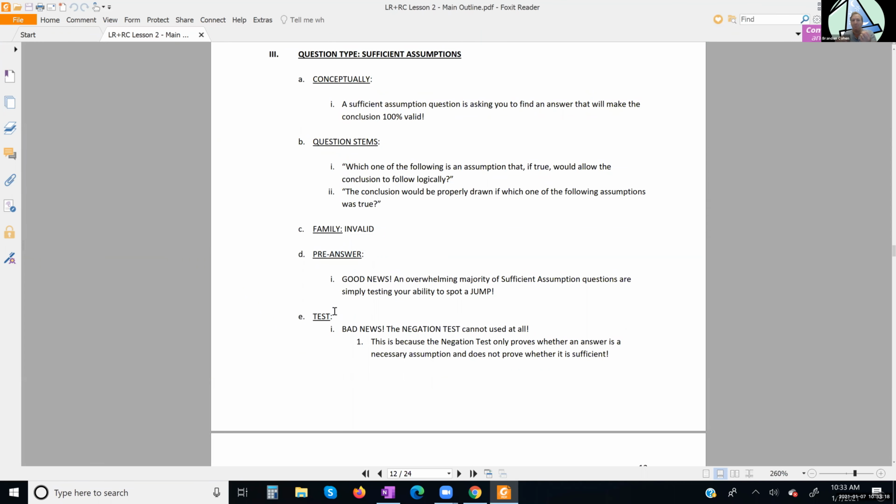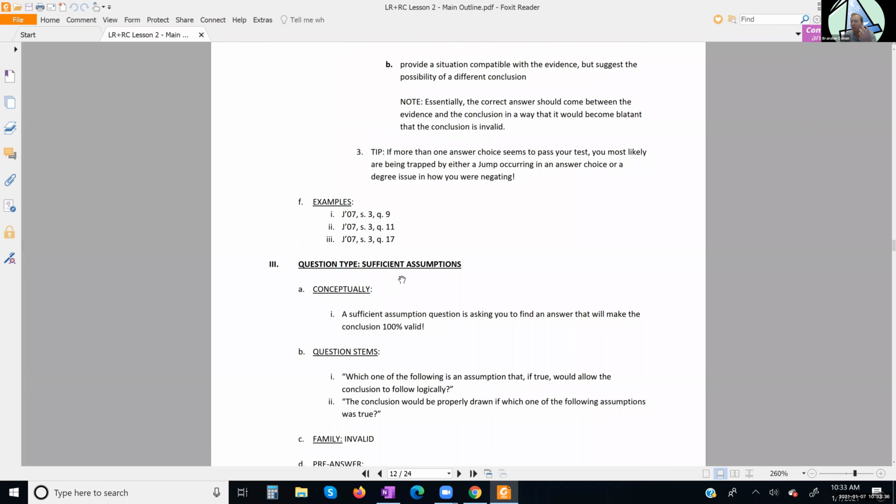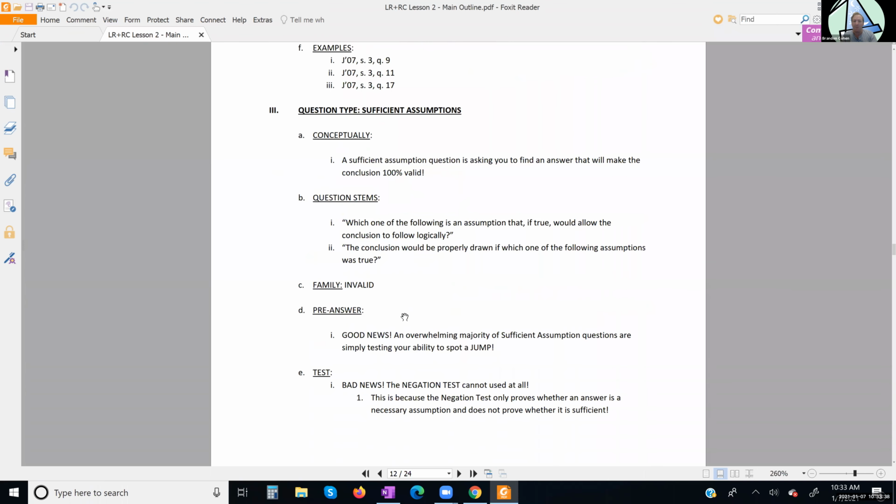How do we mentally break down that answer choice and make sure we understand what's correct or not? Now, the pre-answer for a sufficient assumption has this good news, bad news. The good news is that it's easier to pre-answer. The bad news is going to be something about the testing, specifically in reference to necessary assumptions, which we had more formal testing for.